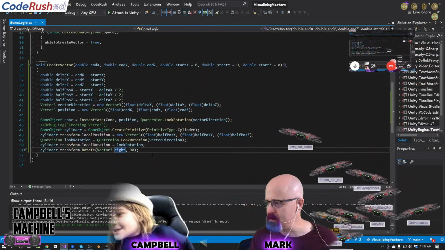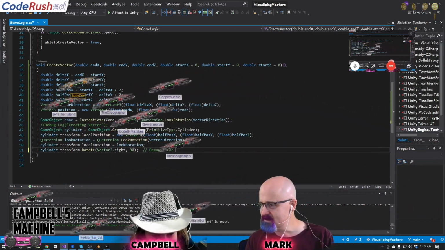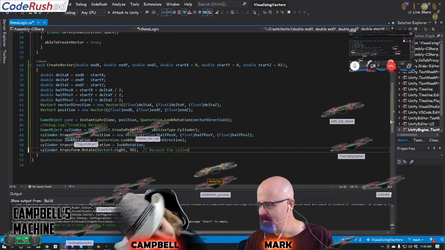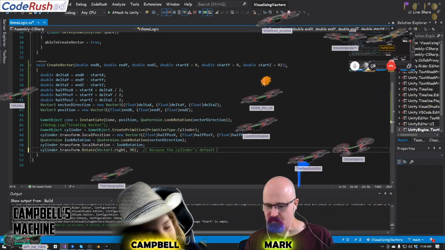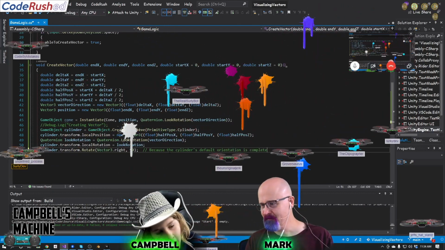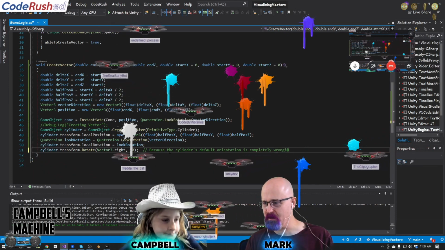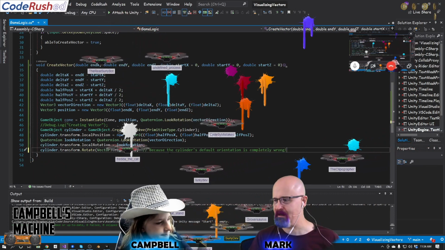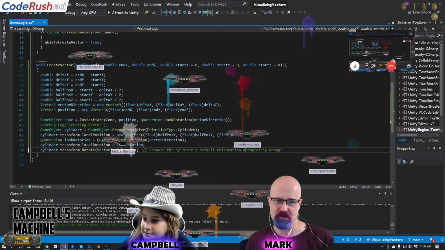Let's do one thing. I want to do one thing. I'm jumping over real quick because the cylinder's default orientation is completely wrong. No, it's off by 90 degrees, according to me. I think it should be upright, and it was not. The colors, I'm going to change this. Isn't that awesome?